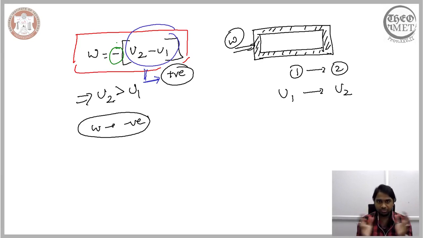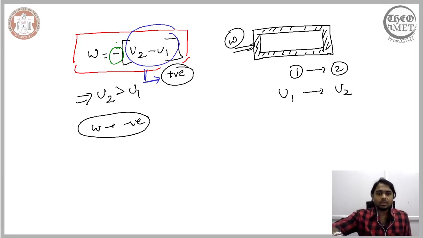Finally, just to recap what we have considered: when a system does a work, the work assumes a positive value. When we do a work on the system, it assumes a negative value. So in our example here, even though we do a work on the system and as a consequence the internal energy of the system rises, when you consider the difference between the internal energy, it gives us a positive value, but we have a negative sign before the expression that gets us back to the convention.